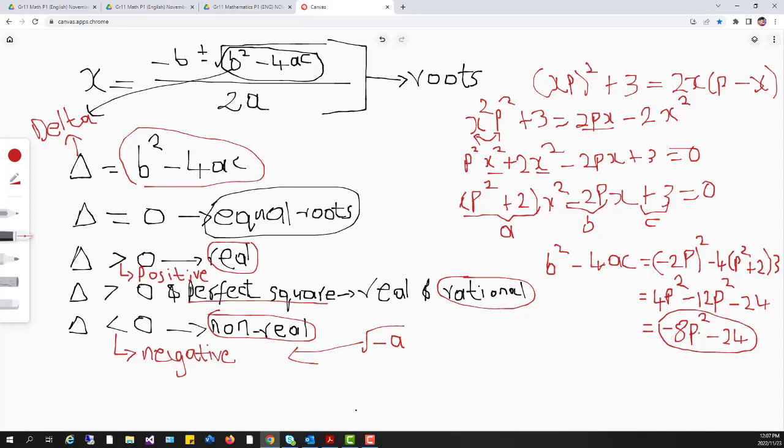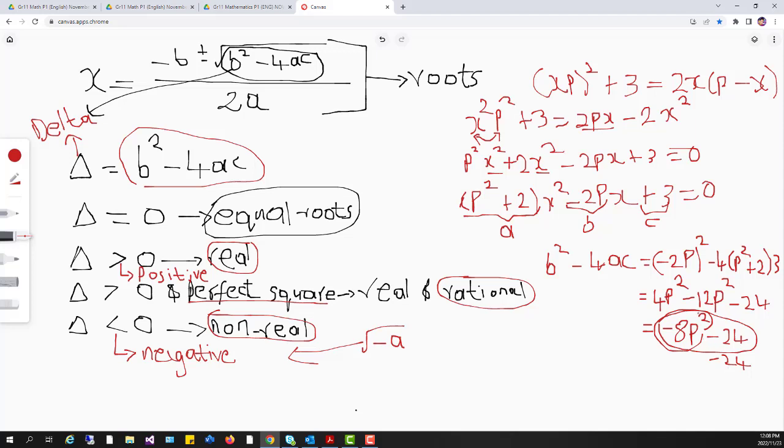So we can test it out. What if p is 0? Then the answer will be minus 24, because anything multiplied by 0 is 0. Then we don't have a square root of minus 24. You can check it out on your calculator. A square root of any negative number will give you an error. So if you say square root of minus 24, it's going to give you an error.